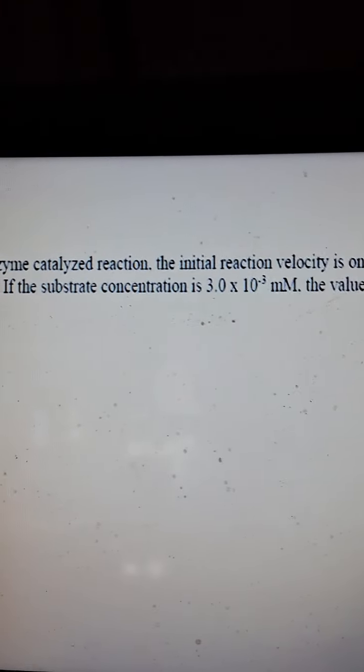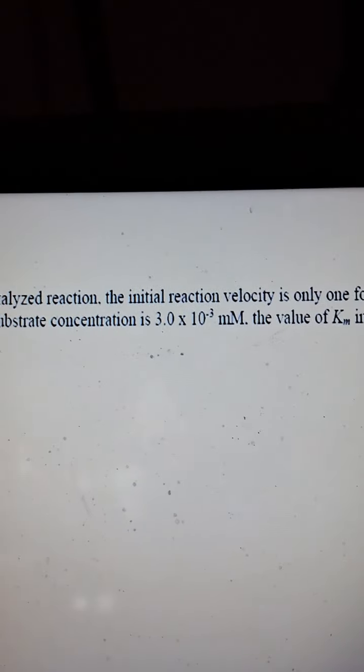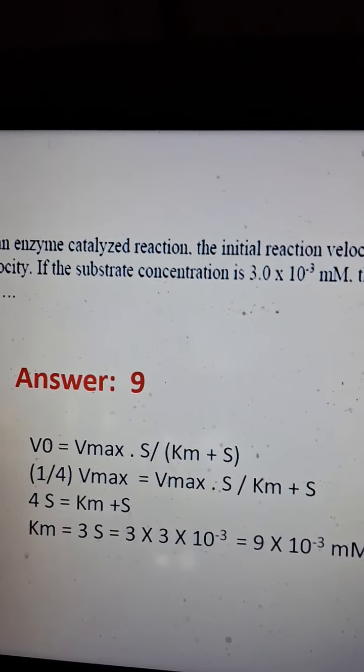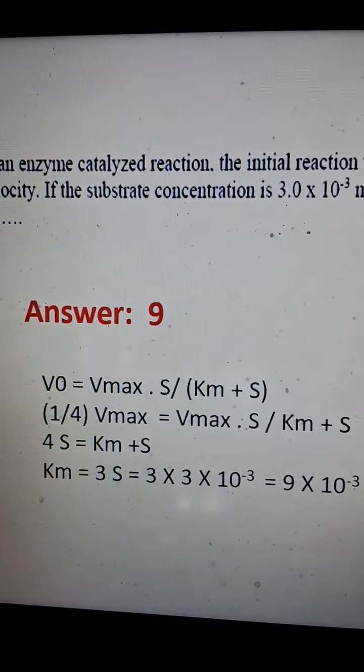Initial velocity is given. Initial velocity is 1/4 of maximum velocity. Substrate concentration is given, and it is asked about Km. Use the formula: V0 is equal to Vmax times substrate concentration divided by Km plus substrate concentration.